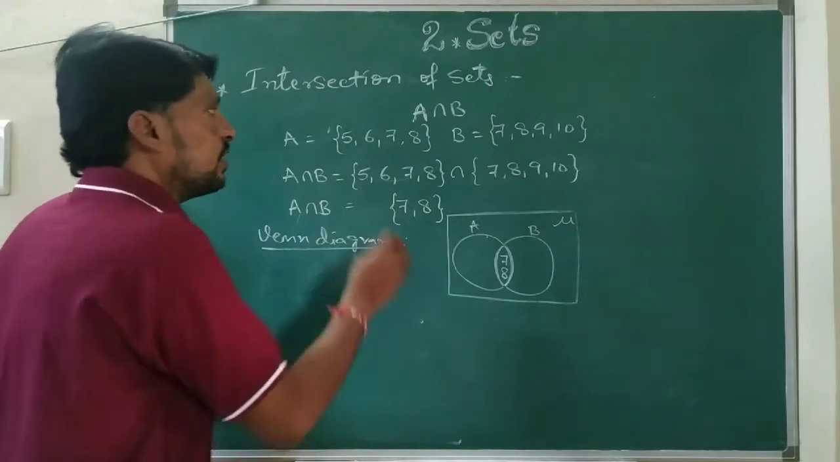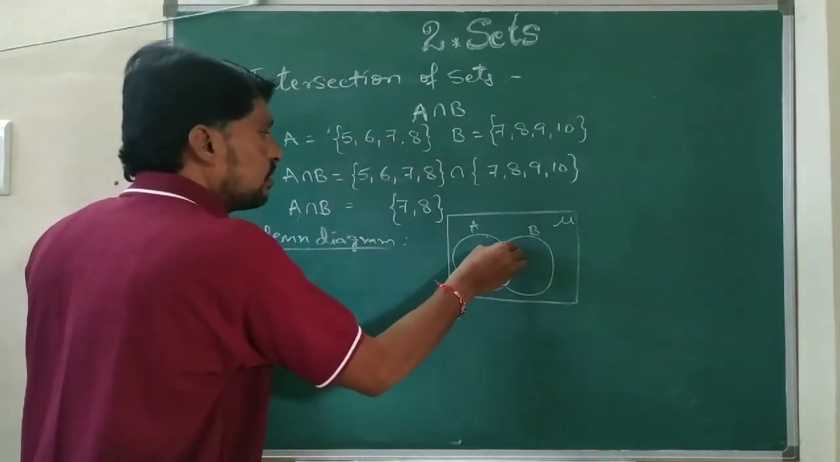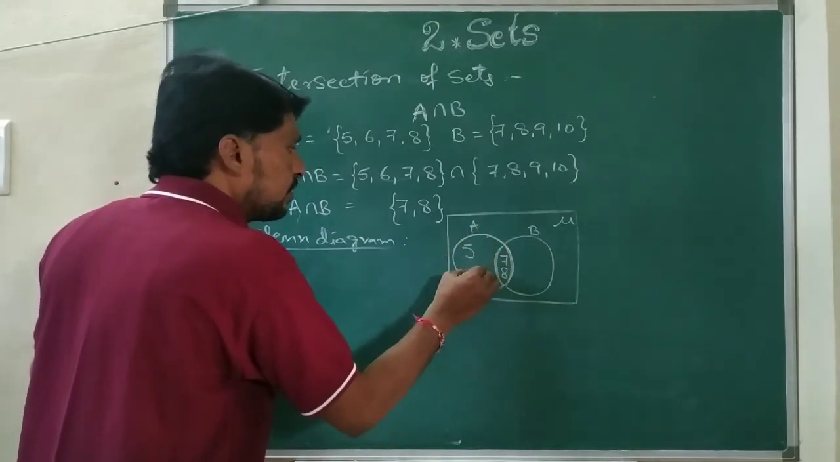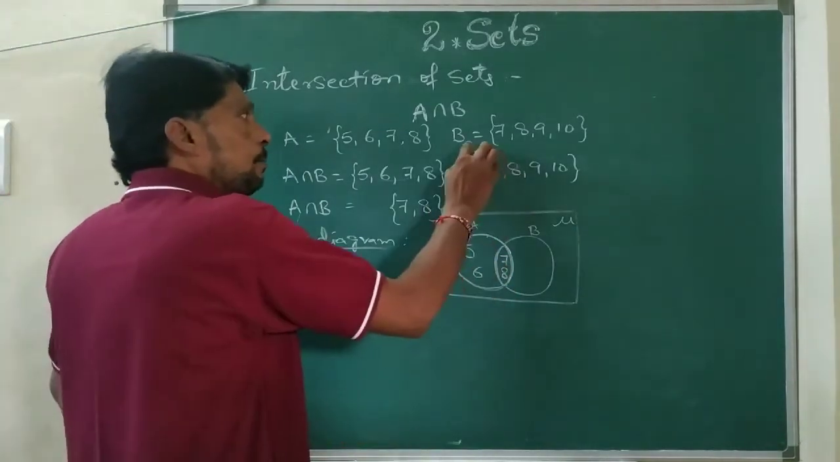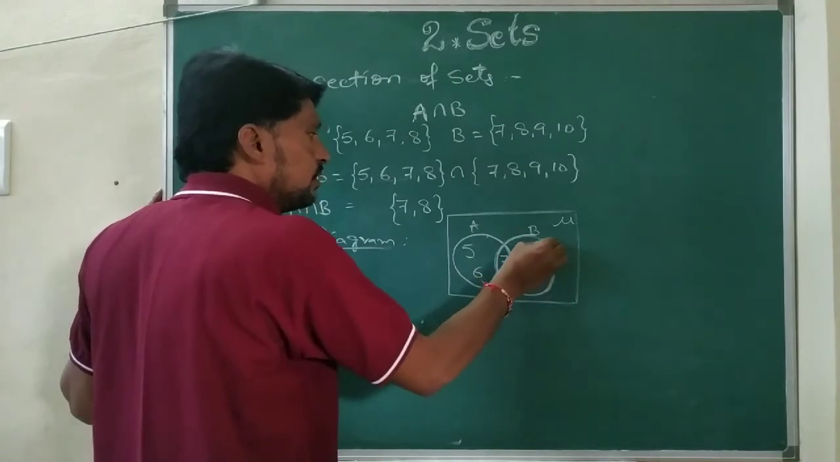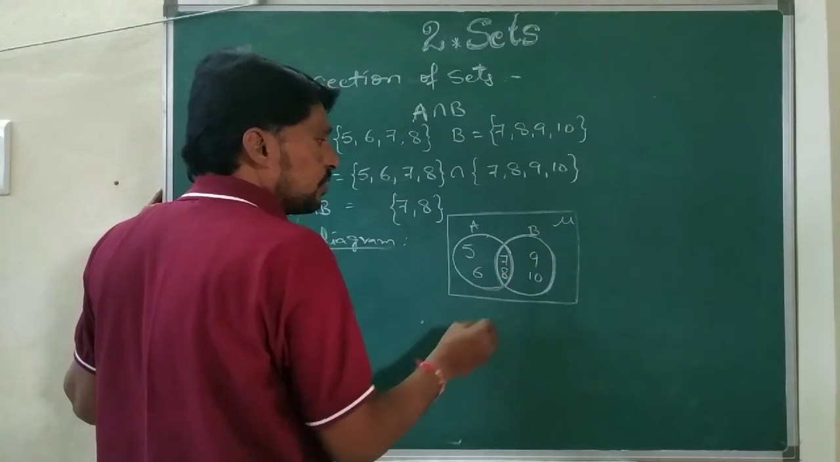Set A: what are the elements? 5, 6, 7, 8 make up the total set A. So 5 and 6 we write, since 7, 8 are already written. Next, B is from here up to here. This is the common region, and this is the total B. 7, 8 are already there, so 9 and 10 we need to write.